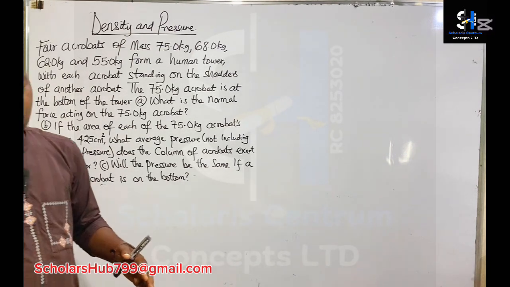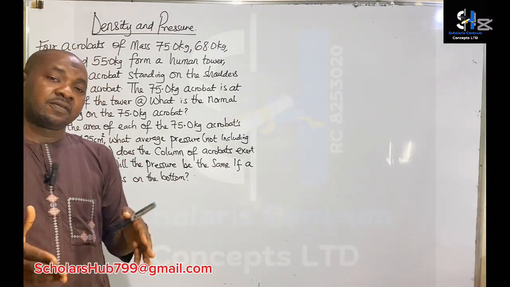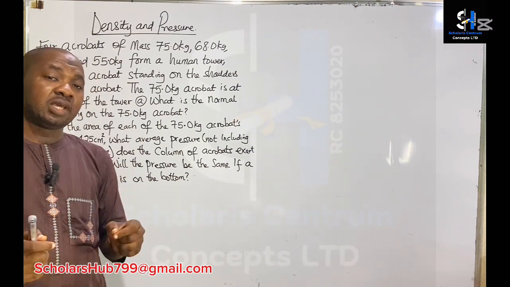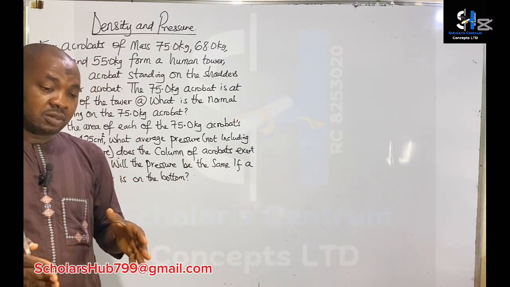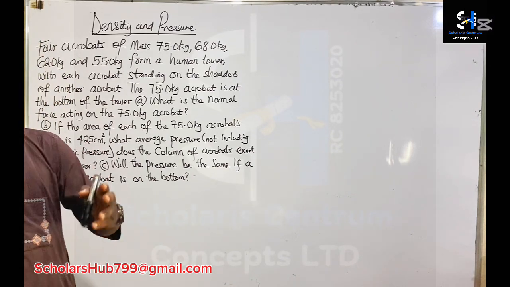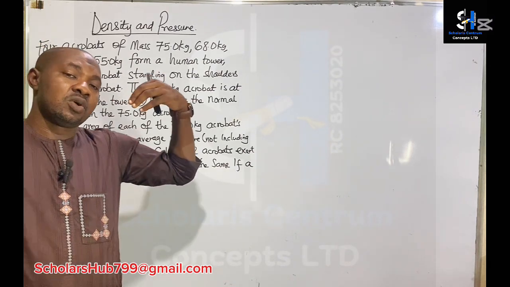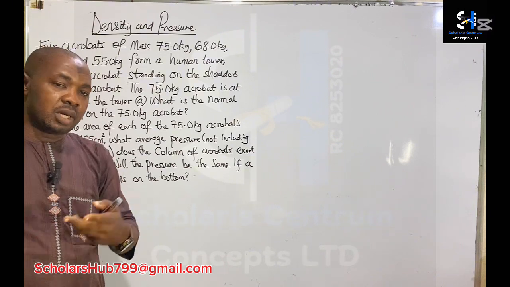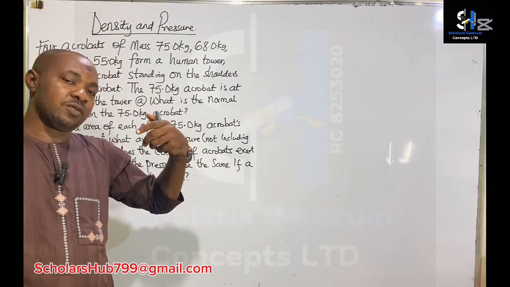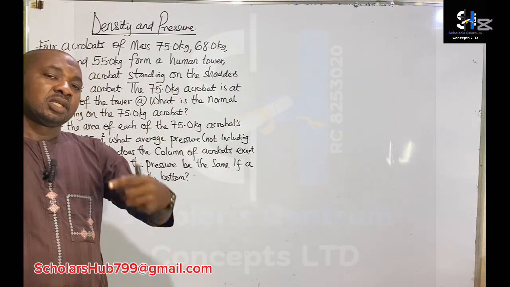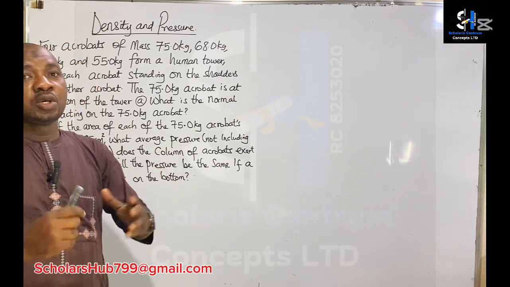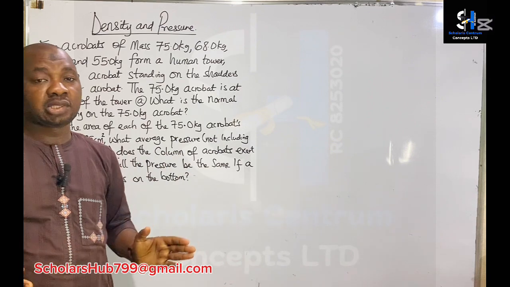Human tower, it's just like we have the 75 kilogram acrobat, that is, the person weighing 75 kilograms is at the bottom. The second acrobat is standing on the shoulders of the first acrobat. Then the third acrobat will stand on the shoulders of the second acrobat, and the fourth acrobat will stand on the shoulders of the third acrobat. That way we have what we call a human tower.